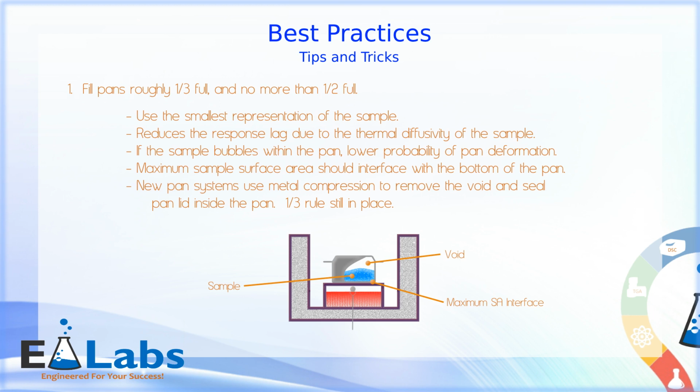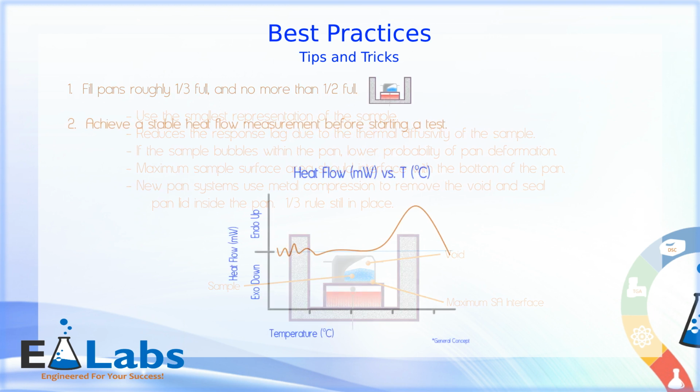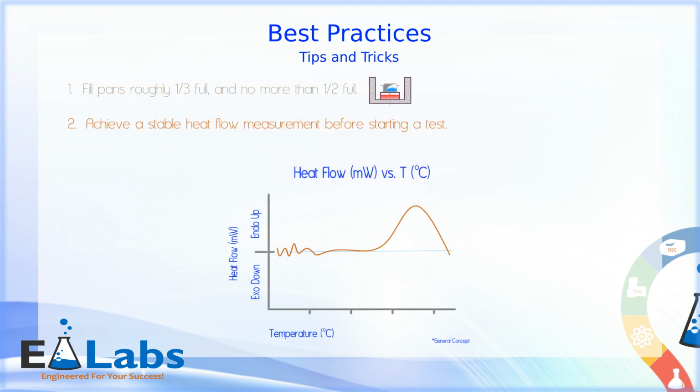Now, most sealed pans have a void space just by the nature of the pan. The gas can expand and possibly burst the pan if there's too much sample. But newer pan styles are coming out that are reducing the void and yielding more accurate data. Once a sample pan is inserted, ensure that a stable heat flow has been achieved before beginning the actual test segment. This usually requires an isotherm for up to 5 minutes to achieve a stable equilibrium.